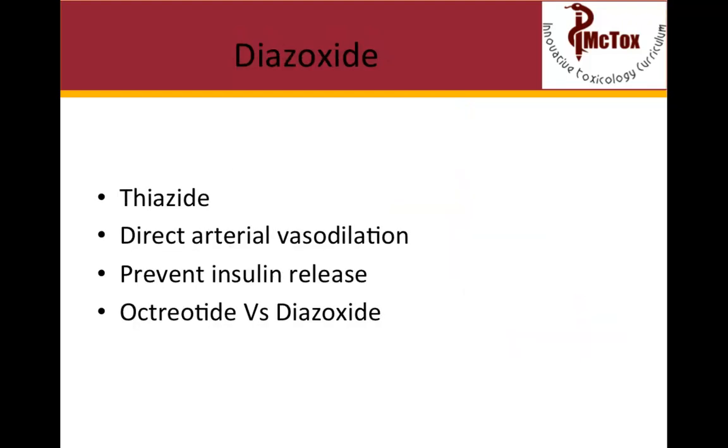Finally, there is an antidote you might not have heard of called diazoxide. This is a non-diuretic thiazide drug, and it has 2 main actions. First, it directly causes arterial vasodilation and can be used as a treatment of a hypertensive crisis. Secondly, it prevents insulin release from beta cells in the pancreas, similar to octreotide. For this reason, it can be used to treat a sulfonylurea overdose. Octreotide, however, was shown to be more effective and better tolerated due to diazoxide's intolerable side effects.